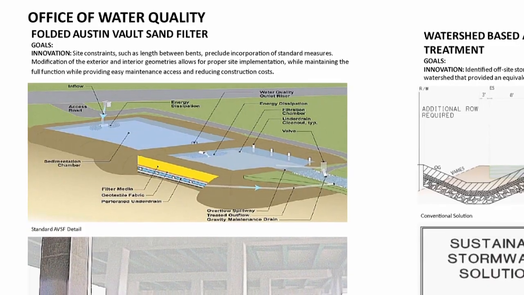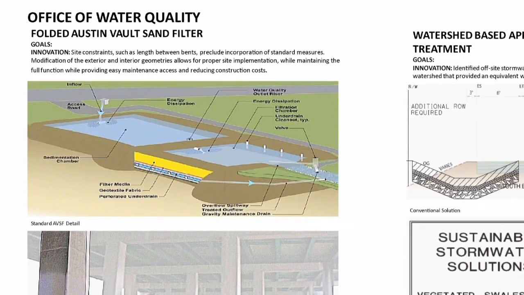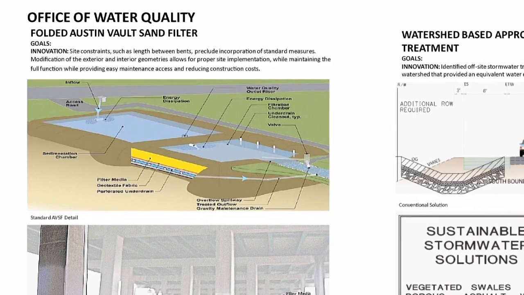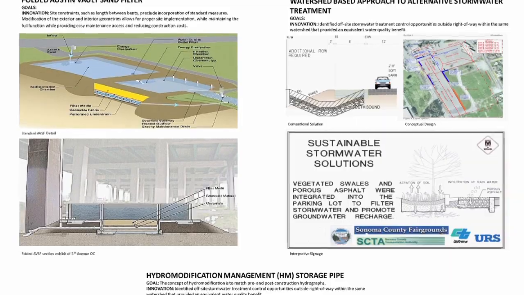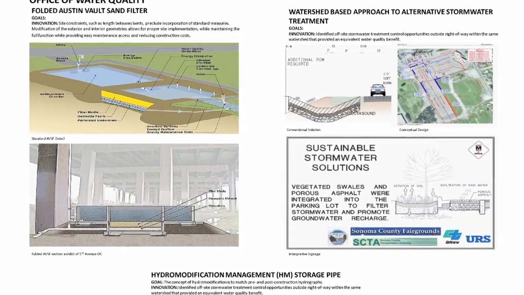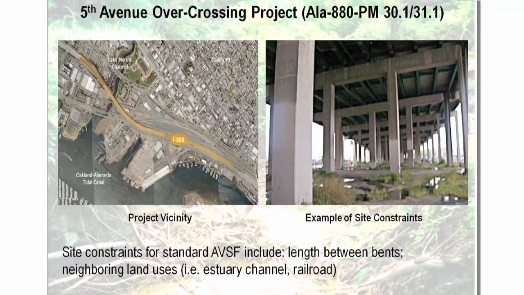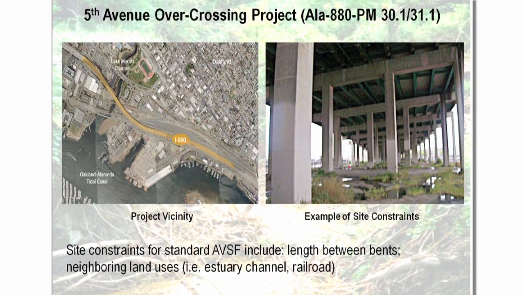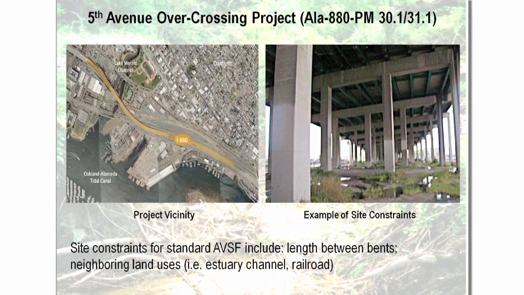The first on-site innovation that our office would like to present is what we call a folded Austin Vault sand filter. The goal of this stormwater treatment measure is to achieve our water quality obligations per regulatory agencies within a heavily urbanized corridor or heavily urbanized project site. One example of this is the Fifth Avenue project along Interstate 880 in the city of Oakland.